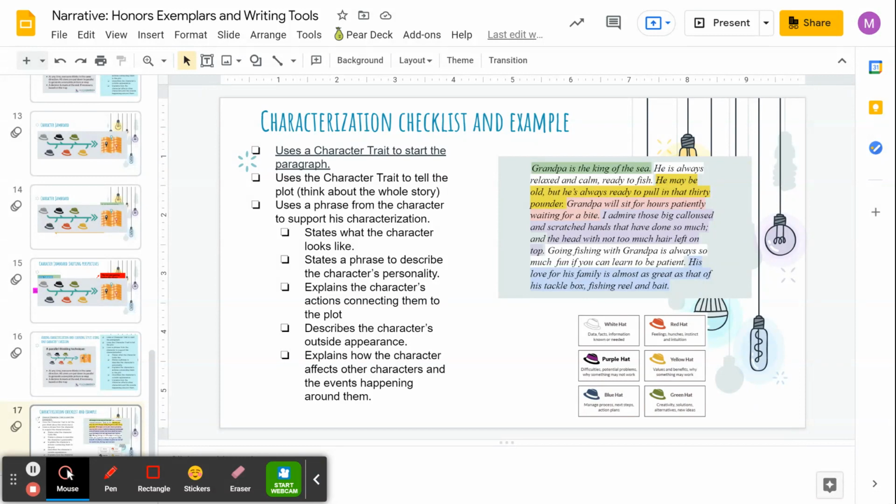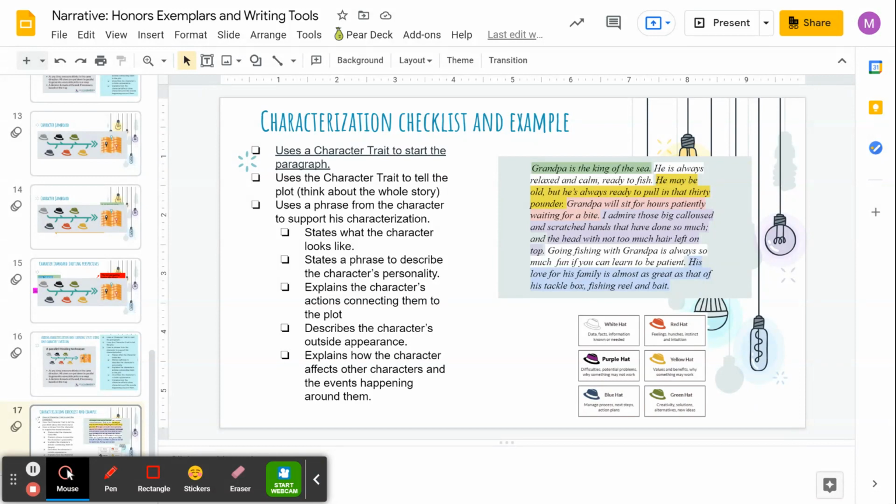The first sentence is an example of a green hat. It's creative and it uses a metaphor. The next sentence is white. It represents a white hat. It's data. It's fact. If you look at Grandpa, he's always calm, relaxed, and ready to fish.